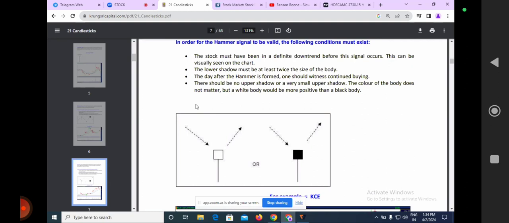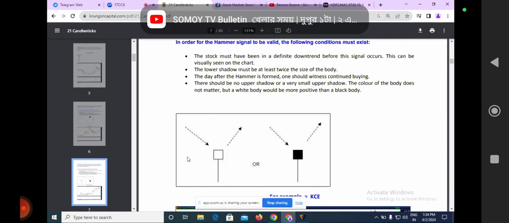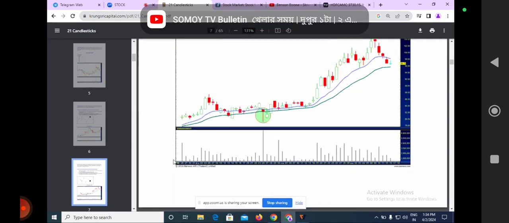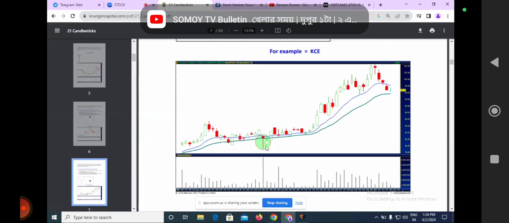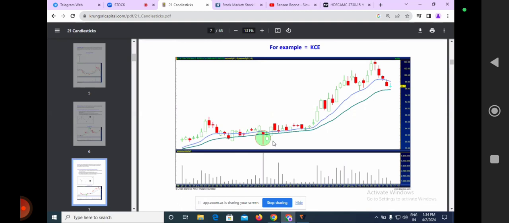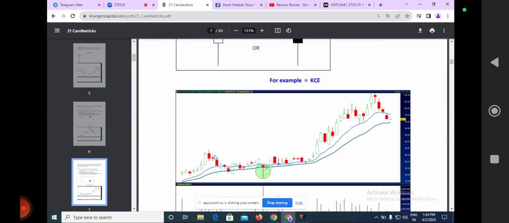Now, after we understood this hammer candle, we are able to understand how this hammer candle appears in this chart and how it is going upside here. See, as I told you exactly, when the market is in a downward trajectory, if the hammer candle, see the highlighted one, is observed, you can expect the market to go upwards here.